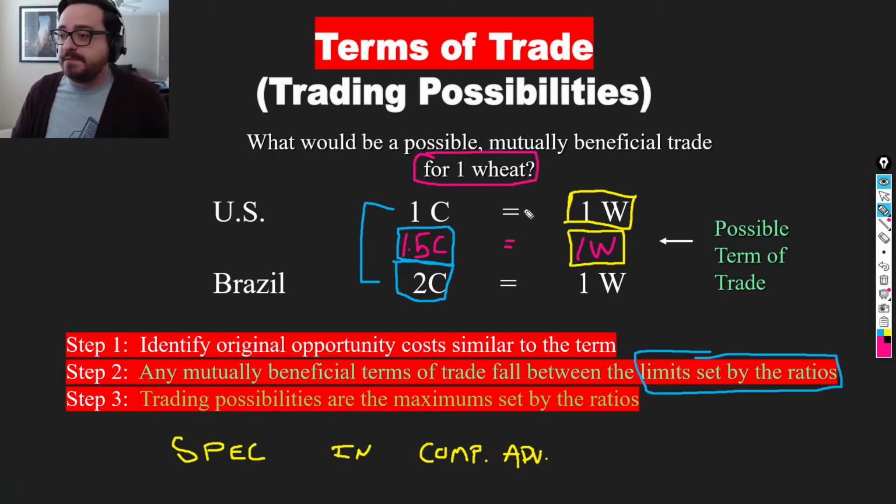So here's the brain logic for this. Trades for 1 wheat. The U.S. used to give up 1 wheat for 1 coffee within its own borders. It was a 1-for-1 deal within its own borders.